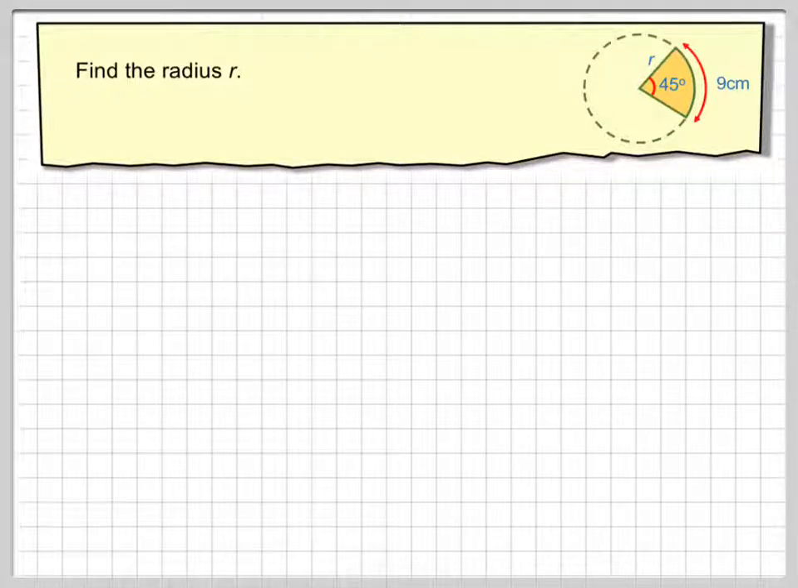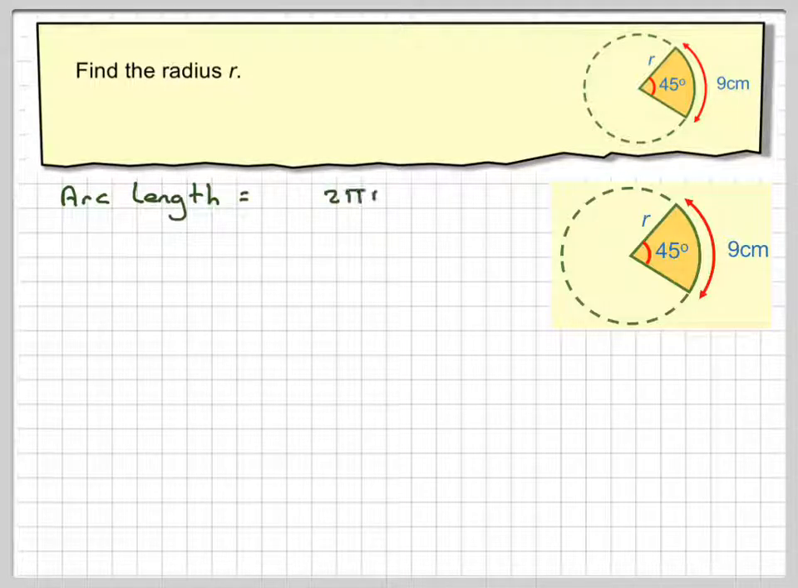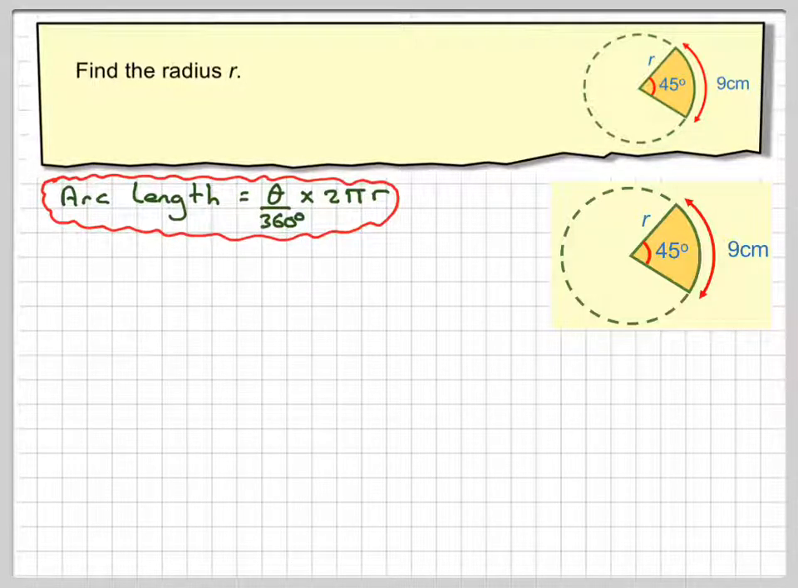In this video, we're going to find the radius of an arc length, given the arc length and the angle subtended at the center. So we're going to have to find this distance here. Arc length is 2 pi r times the angle divided by 360. The angle in this case is 45.